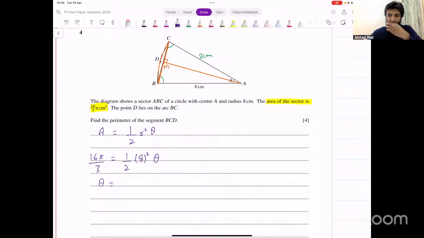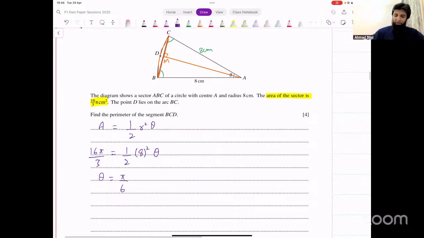1 over 6 pi over 6. Okay, thank you. Theta turns out to be pi over 6. Now, the value of theta is pi over 6. What we now want to do is find the perimeter of the segment.